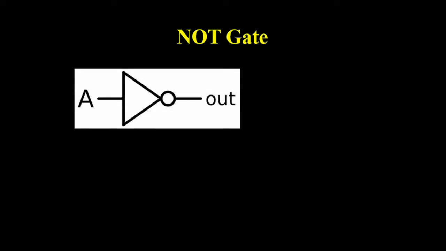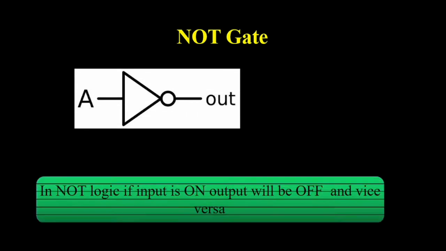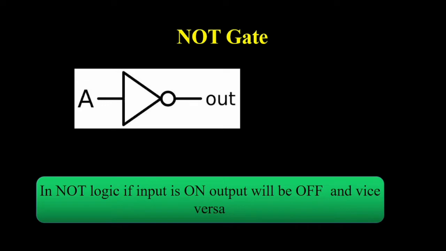And this is the symbol of the NOT gate. As in NOT logic, if the input is on, the output will be off, and vice versa. As in NOT logic, it is nothing but if the input is on, the output will be off, which is opposite. Now let us see its truth table for an easy understanding.